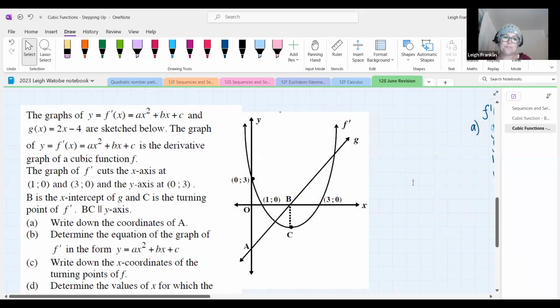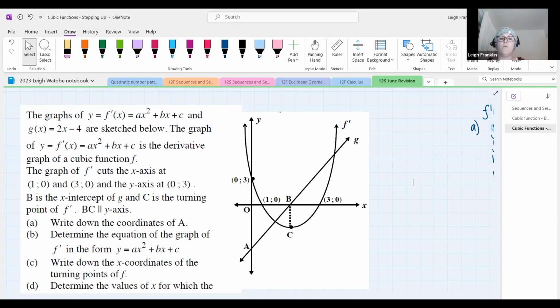Again, they give us the graph of the derivative. They say the graphs of y equals f prime x equals ax squared plus bx plus c, and the graph g of x equals 2x minus 4 are sketched below. The graph of y equals f prime x is the derivative of the graph of a cubic function f. The graph of f prime cuts the x-axis at 1 and 3, the y-axis at 0 and 3, B is the x-intercept of G, and C is the turning point of the derivative. The line BC is parallel to the y-axis.